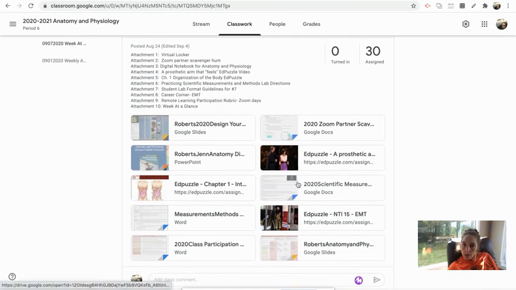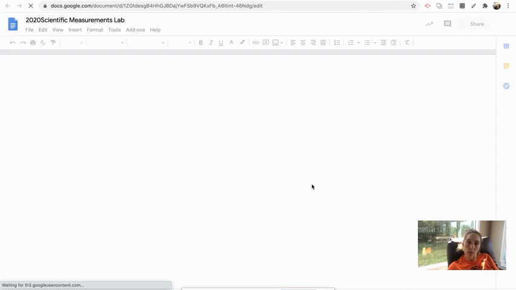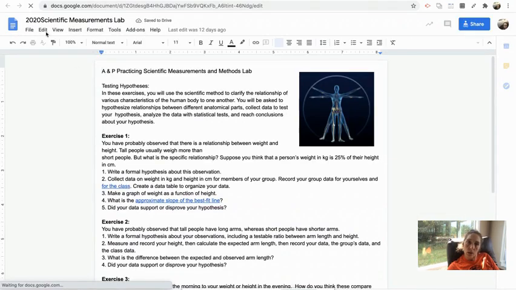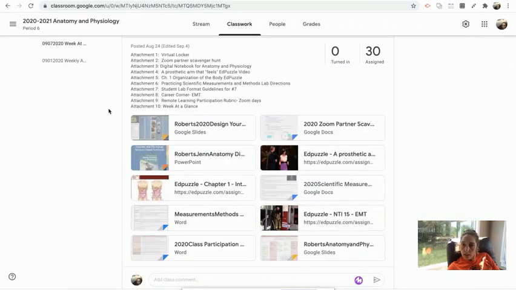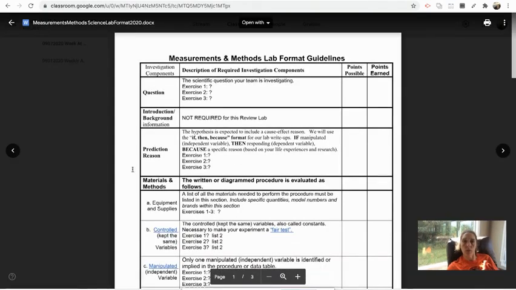So I'm going to open up these 2 that are for the lab. This one that you can kind of see here has a picture. It says 2020 scientific measurements. It's the procedure part of the lab, and this one over here is kind of the format that we'll follow for all labs. Sometimes this will be in a Word document like this one, other times this is going to be a Google form for you or a bigger template.